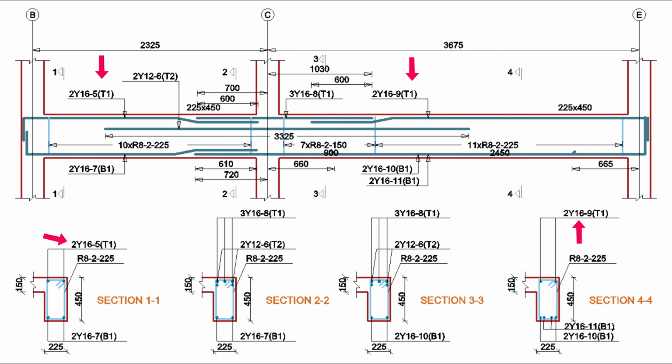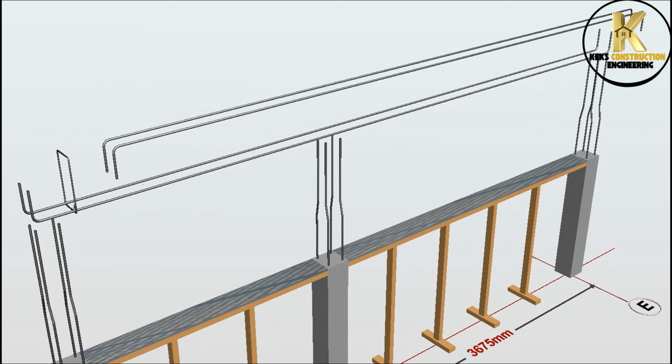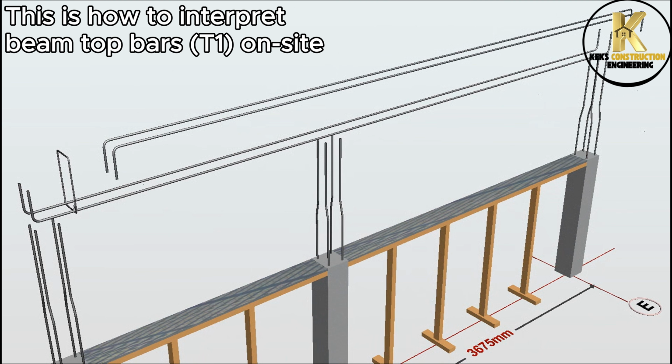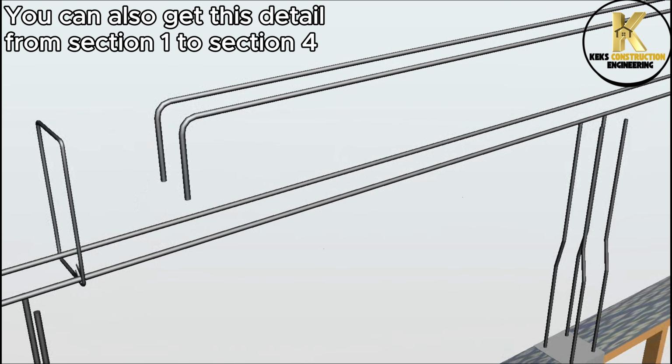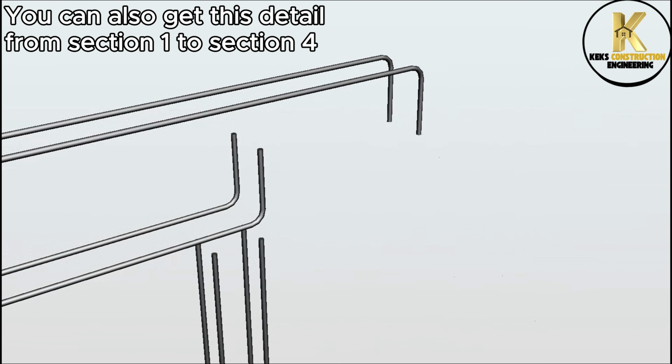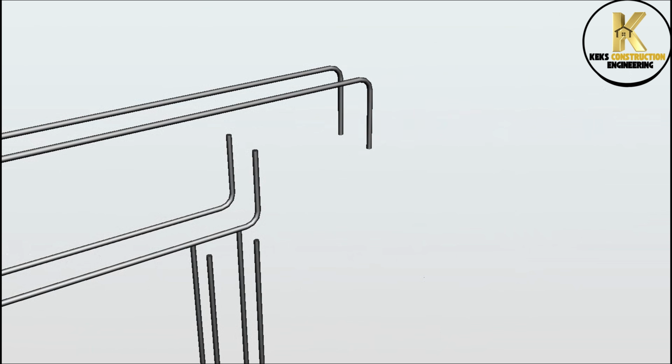This means that we are to provide two pieces of 16 mm bars across the both span. Hence, add the total span length and the development length at both ends. This is how to interpret beam top bars T1 on site. Let's fix them carefully and tie them to the first stirrup.